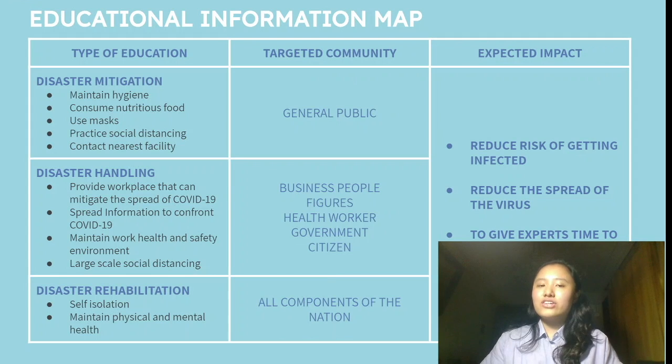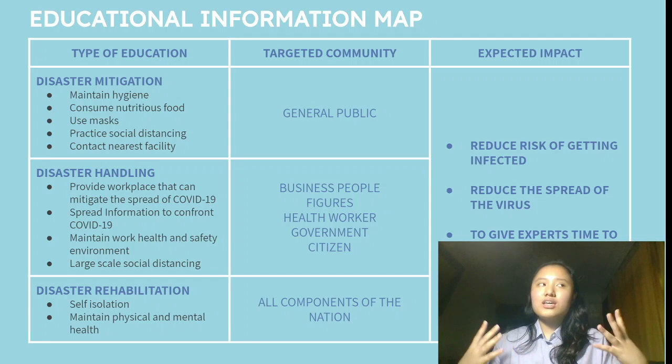And this is the educational informational map. There are three types of education. The first one is disaster mitigation and how to prevent COVID-19. Some of the ways are to maintain hygiene, consume nutritious foods, use masks, practice social distancing, and contact the nearest facility. This needs to be spread to the general public because everybody plays a part in mitigating the disease.